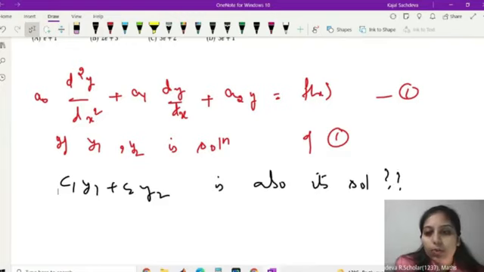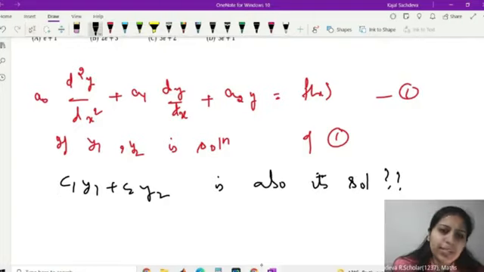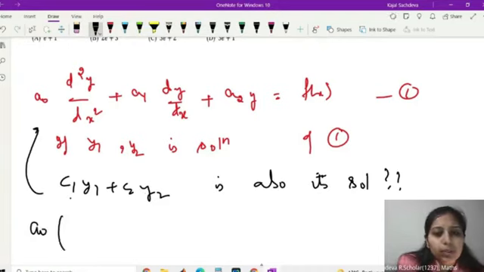This is a question for you. If y1 and y... Yes, ma'am. Yes. So let's check. Let's check whether it is a solution or not. If it is a solution, then it will satisfy the first equation. So put this back in the first equation. So I would say y will satisfy this equation.